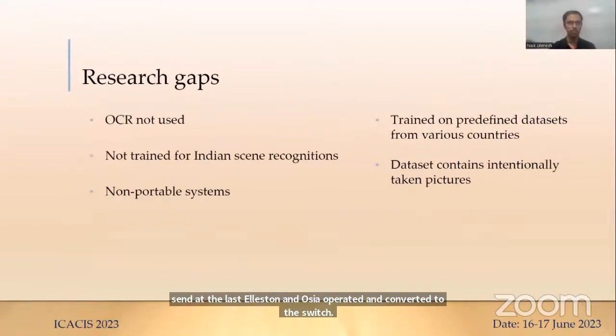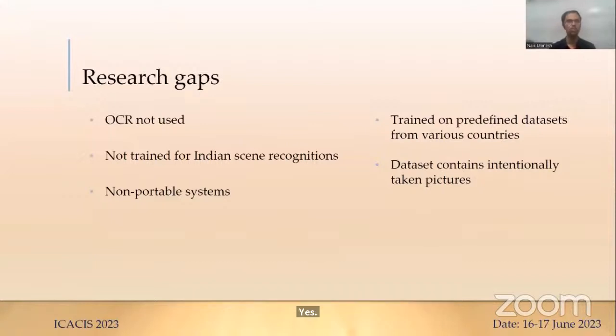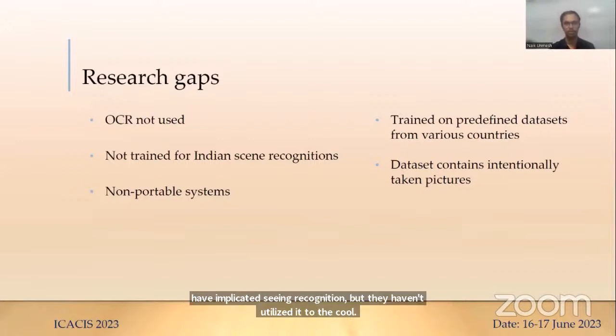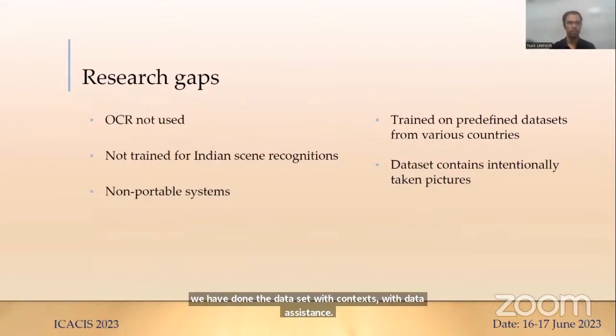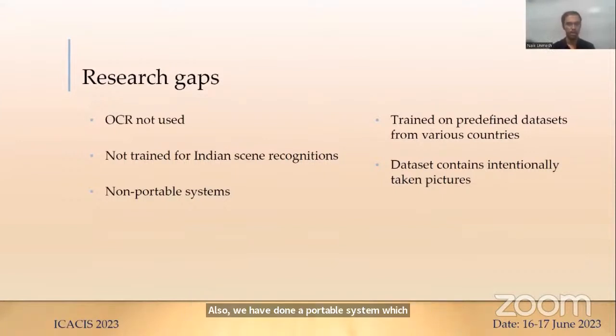Research gaps. The research gaps which we have found out from our literature survey include lack of OCR. Many of the systems have implemented scene recognition, but they haven't utilized it to the full potential using an OCR system. Also, many of them haven't trained their dataset on a local database, like Indian scene recognition. So, we have done the dataset with context to the Indian systems. Also, we have done a portable system which can be carried by a person anywhere, so that the system will be easy to handle and more practically applicable.